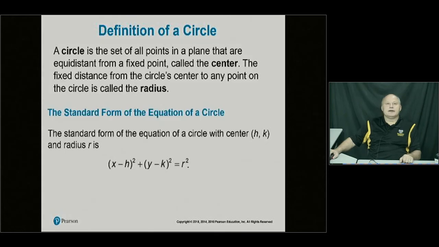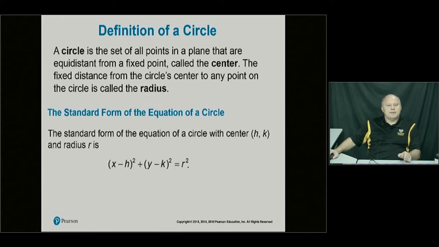So if you have to define the word circle, you have to put the words "in a plane" in there. And the standard form of the equation of a circle with center (h, k) is given by that formula: (x - h)^2 + (y - k)^2 = r^2. And you look at that formula and you're like, oh, it's another formula. Really, this is a copy of a different formula, just in a different format.